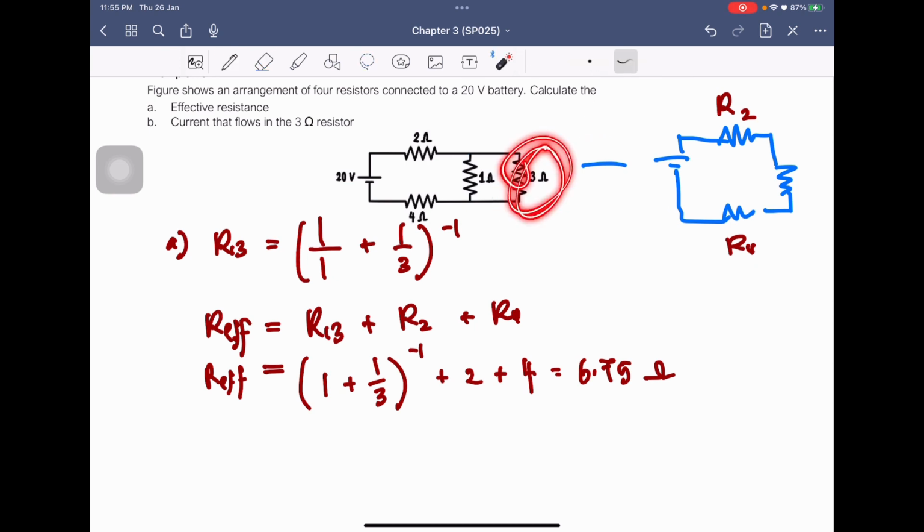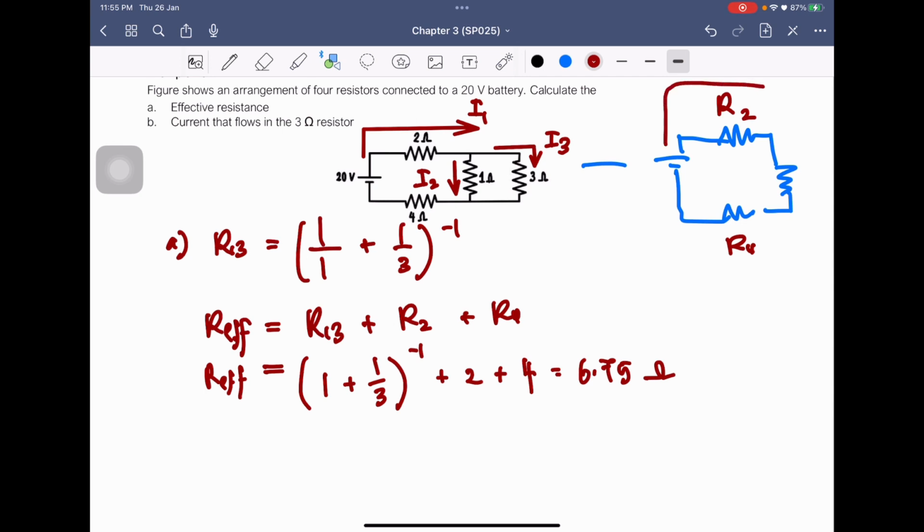We have to determine the current. So we know that the current that flows from here will be splitting at this junction here. So you will have a different current here, a different current here. So it's going to be I1, I2, I3. Okay, but basically the current that flows here will be just I.